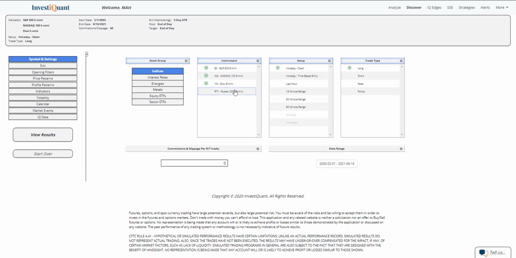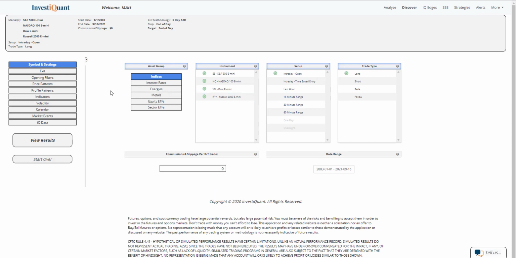I'm going to get all four instruments selected. The setup will be based upon entering the market long at the open of regular trading hours, which is 9:30 a.m. Eastern Time. I've got the exit set to 4:15 p.m. Eastern Time. Currently, the market is trading lower.